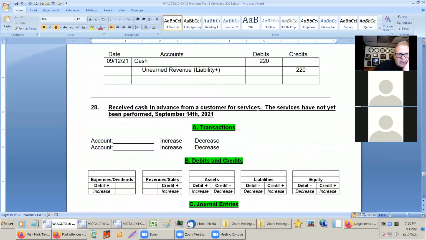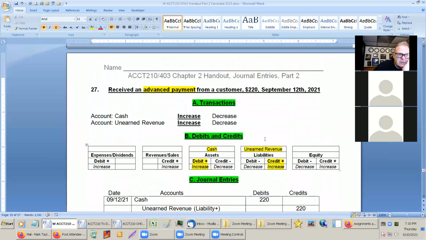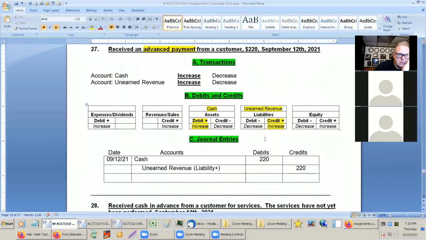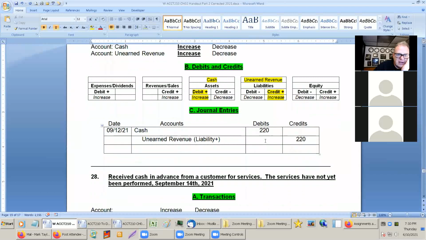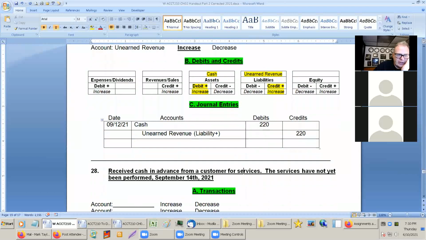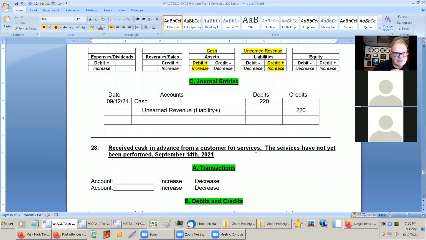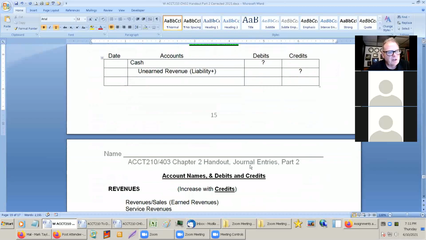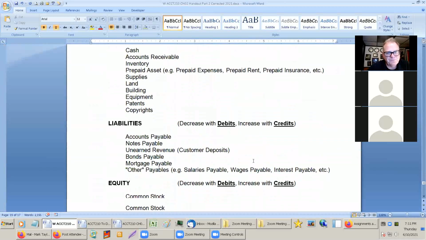But yeah, so unearned revenue is when someone pays you ahead of time. And this one, I don't think I got from the book or anything. This was something I would have written, so I can't blame anyone for this one except myself. Okay, and that's it for the handout.